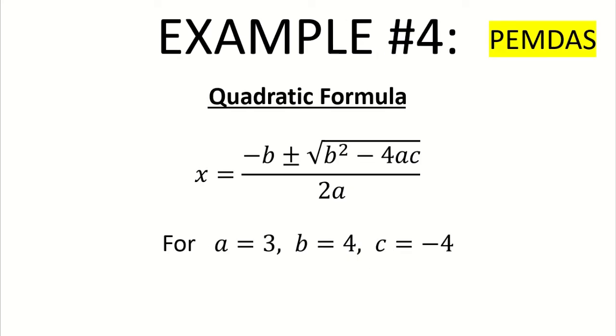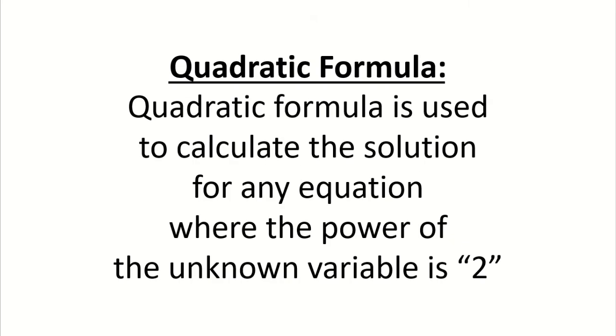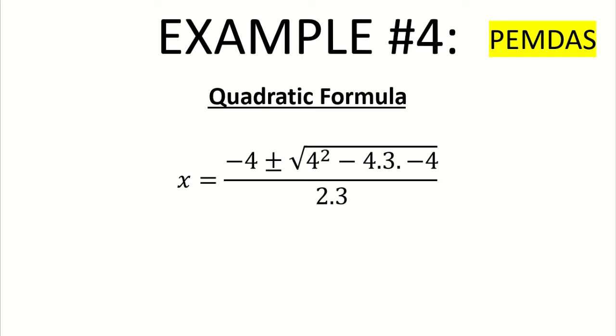Let's solve the quadratic formula for a equals 3, b equals 4 and c equals negative 4. For those of you who aren't familiar with the quadratic formula, it is used to calculate the solution for any equation where the power of the unknown variable is 2, which in our case, the unknown variable is x. But you don't have to worry about its definition, as we are just going to do the basic algebra by replacing the values of a, b and c with 3, 4 and negative 4 respectively. So let's start solving the quadratic equation for these values.